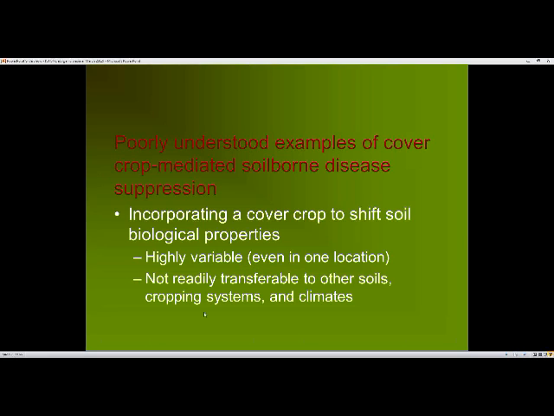And in addition, these effects are not readily transferable to other soils, cropping systems, and climates because the microbiology associated with a cover crop being incorporated in one soil system or in one climate is not going to be the same as the impact in another situation.